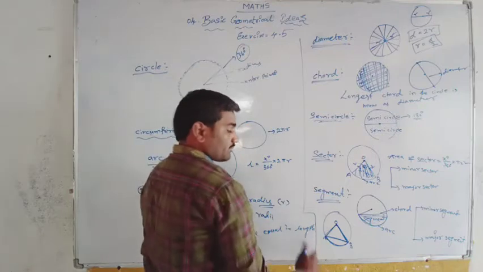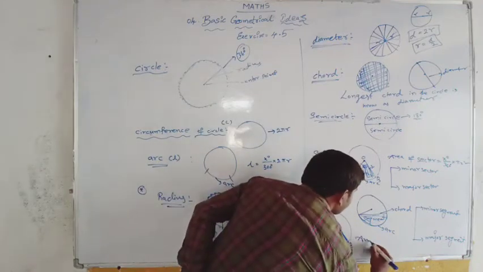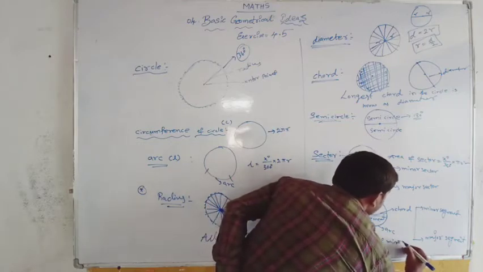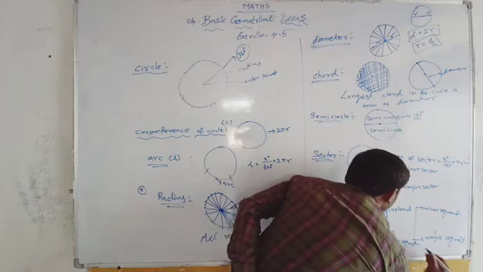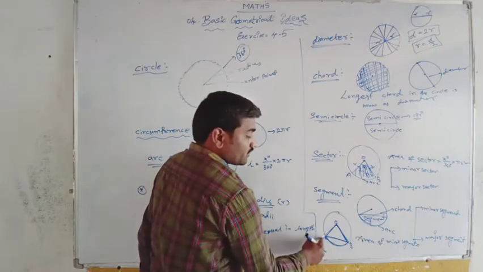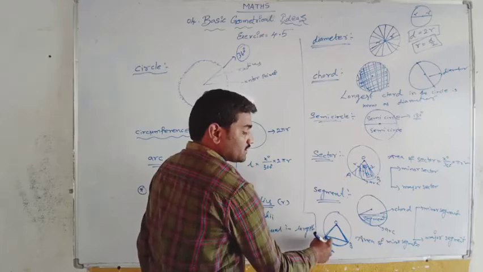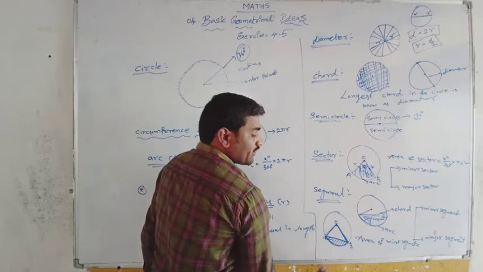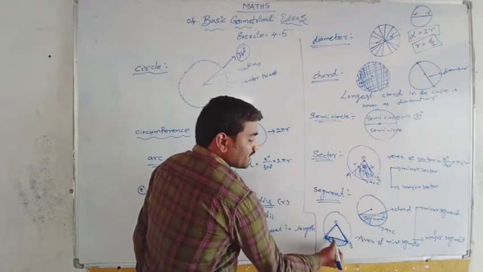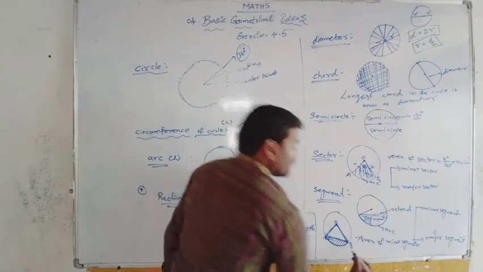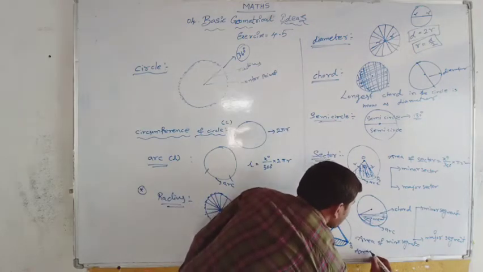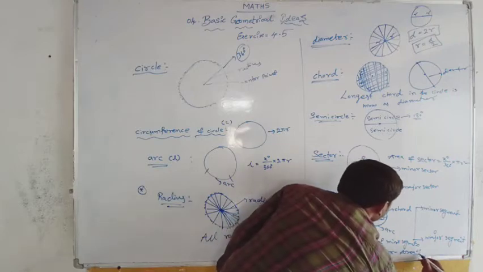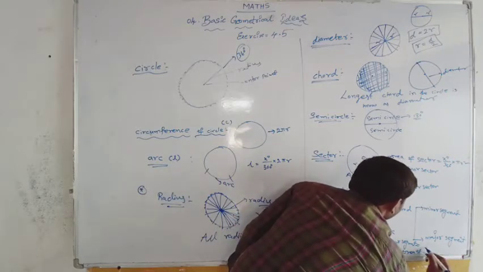To find the area of the segment: area of minor segment equals area of sector minus area of triangle. The area of the segment has the same unit. So area of sector minus area of this triangle.